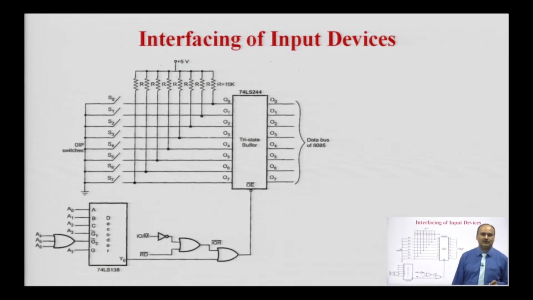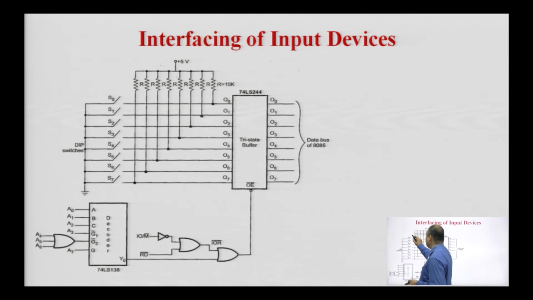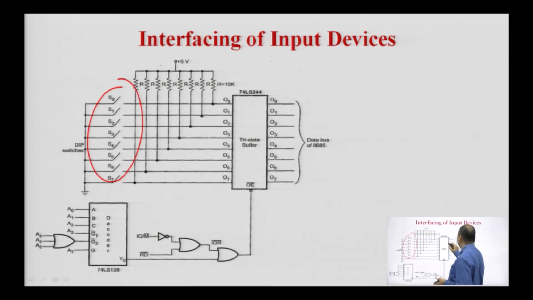Next is the interfacing of the input device. Here, the input devices, that is the switches S0 to S7, are connected. This is the input interfacing device, which is a tri-state buffer. With the help of the 74LS138 decoder logic, we need to generate the output enable signal. By applying the appropriate logic, the output enable signal gets generated. With this output enable signal, the tri-state buffer gets enabled and passes the information from input to output.